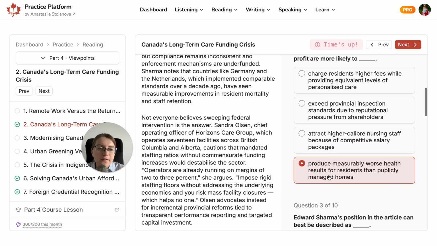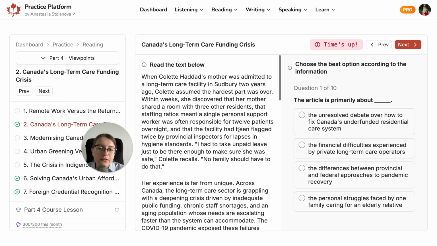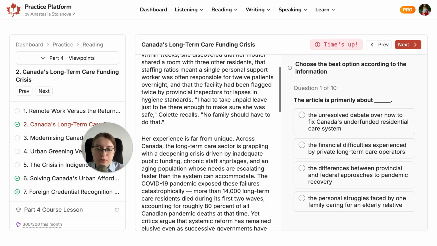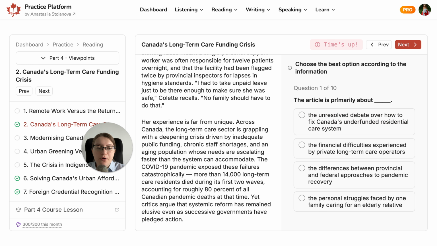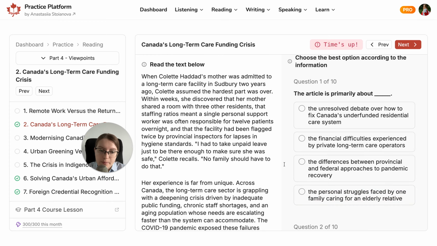All right, now I think we're ready to move back because we read everything. We can even look back at the first two paragraphs if we need. What is this primarily about? What is the article primarily about? Remember that primarily means main focus. So for example, here we have unresolved debate over how to fix Canada's underfunded residential care system. Sounds about right. Double check the rest, because this story was mentioned, but it's not the main focus, okay? Personal story here at the very beginning.